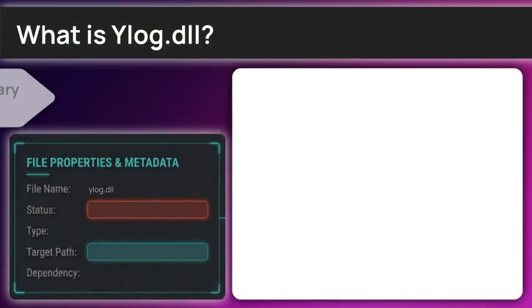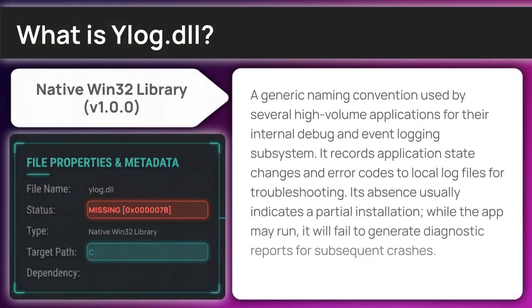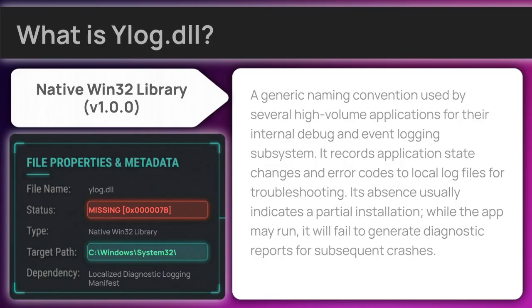This is the Ylog module, a generic naming convention used by several high-volume applications for their internal debug and event logging subsystem. It records application state changes and error codes to local log files for troubleshooting. Its absence usually indicates a partial installation. While the app may run, it will fail to generate diagnostic reports for subsequent crashes. With the why out of the way, let's focus on getting you running again.